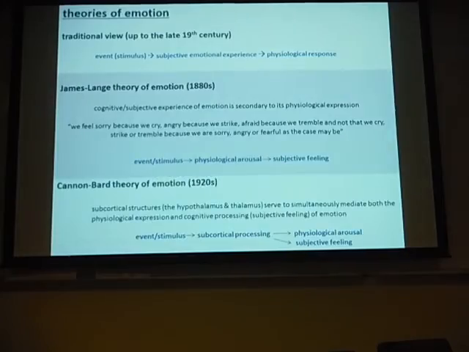Alright, so again, this was in the chapter I asked you guys to read, but as background, theories of emotion have driven, over the last decade at least, our understanding and our beliefs about emotions. Up until the late 19th century, the belief was, and again, these are all very linear models, that an event or a stimulus occurred. So somebody throws a snake at you, and you would experience a subjective emotional experience of fear.